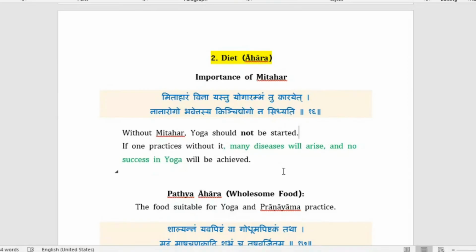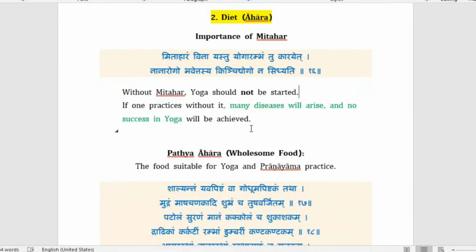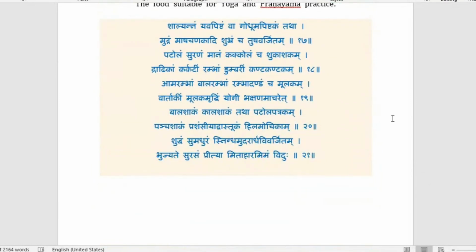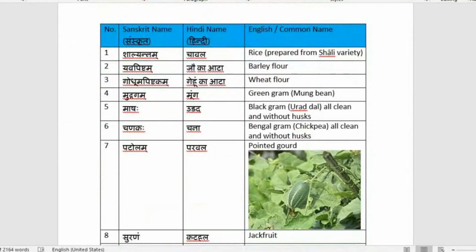Later on, Gherand Rishi has again told mitahar means what to eat and what not to eat. In Pradipika also, Swatmaram Rishi had mentioned first pathya and then apathya. So what is pathya? That means what are the foods that you should eat? Now, Shali Annam. Shali Annam here means chawal, that is rice. Then is Yava Pishtam, that means barley flour, that is jau ka atta.